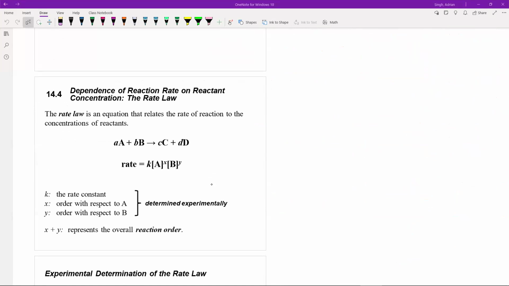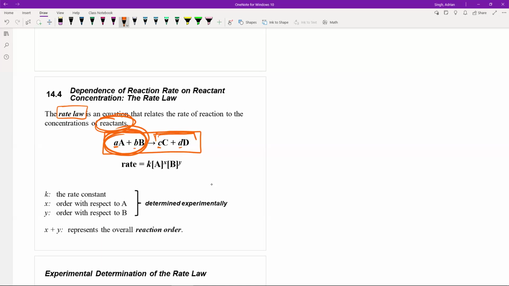And if you look at a general equation, such as the one that we've seen previously, A reacts with B to produce C and D, and we have our coefficients that we insert to balance the equation. The rate law is something that we can write that is going to relate the rate of that reaction to the concentration of the reactants that we have. So that's the first thing to keep in mind. This rate law relates the rate of the reaction to the concentration of the reactants. We're not really concerned about the products when writing the rate law.